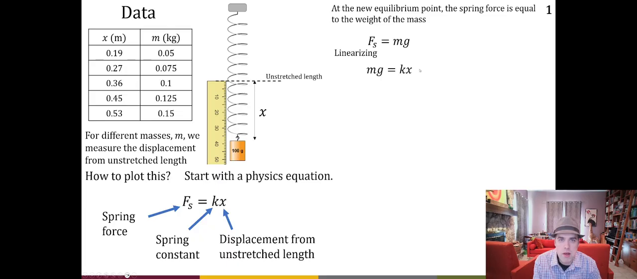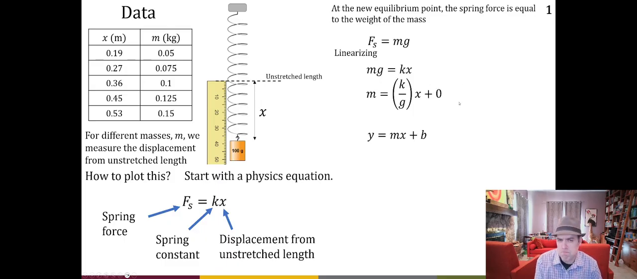But how are we going to plot this? Well, we have mass data and we have x data. So we want to get only one variable on the left-hand side. So I'm going to go ahead and divide both sides by g. So m is going to equal k over g times x. So k over g is just k divided by g. And then I added 0 to the right side and left it off just to make things a little bit simpler.